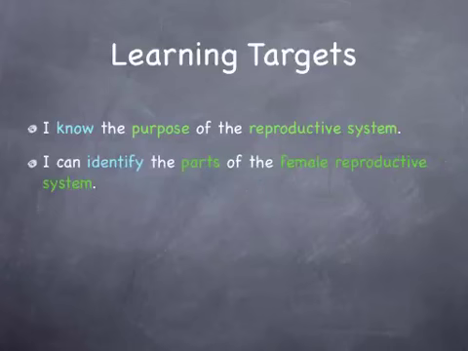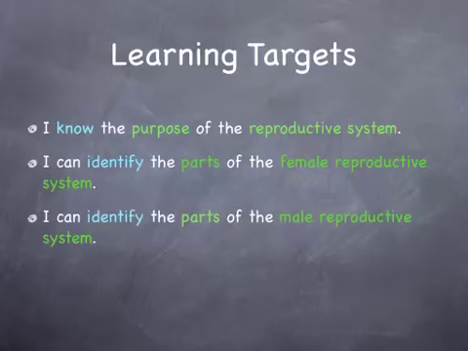Second learning target is that you can identify the parts of the female reproductive system. Identification is that you're able to point at something, give it a name, maybe pick it out of a group of other parts. Part is a piece of a whole. And when we think of the female reproductive system, we're thinking about what are the parts that are in a female or in a woman that help them reproduce or help to get more species.